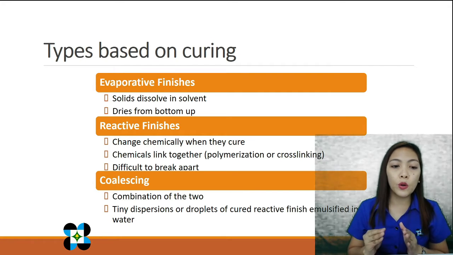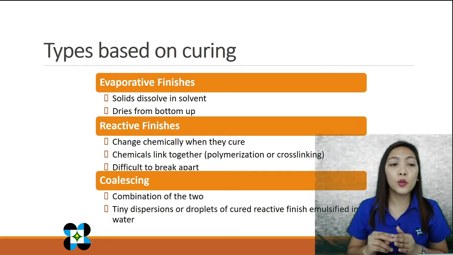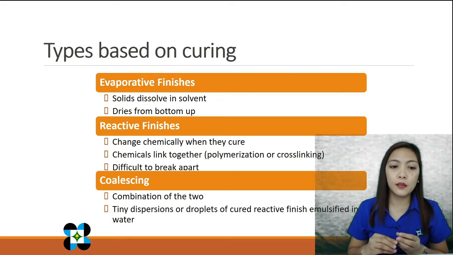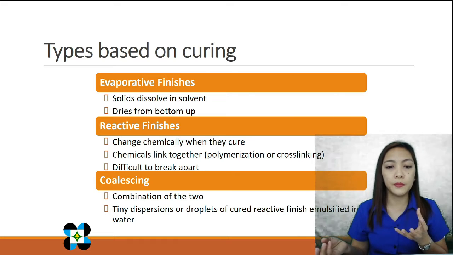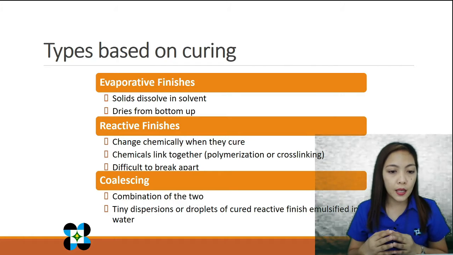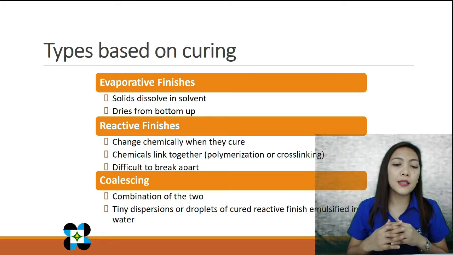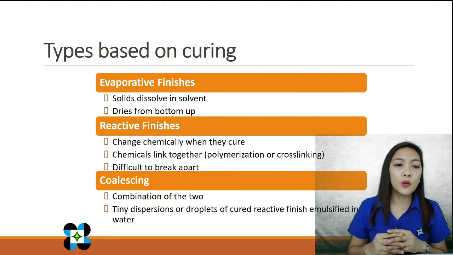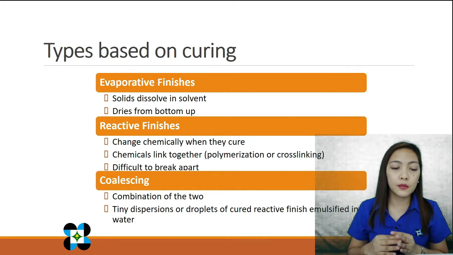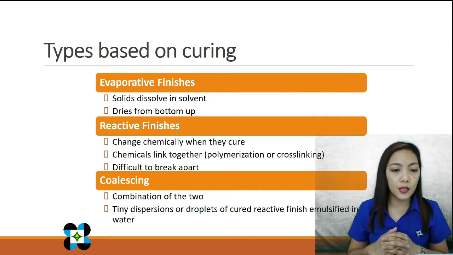So basically, ito yung characteristics ng mga two-component finishes kung saan once you mix yung two materials, like the top coat and its catalyst, nagkakaroon ng chemical link or cross-linking para sila ay ma-cure or mag-dry. So, compared with evaporative finishes, mas difficult silang i-break apart. While there's also the so-called coalescing finishes, kung saan it's a combination of both evaporative and reactive finishes.